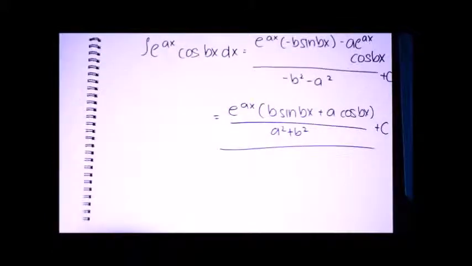Using the previous formula, integration of e to the power of ax times cosine bx equals e to the power of ax times negative b sine bx minus a times e to the power of ax times cosine bx, divided by negative b squared minus a squared, plus c. And to simplify it, it equals e to the power of ax times (b sine bx plus a times cosine bx) divided by a squared plus b squared plus c.